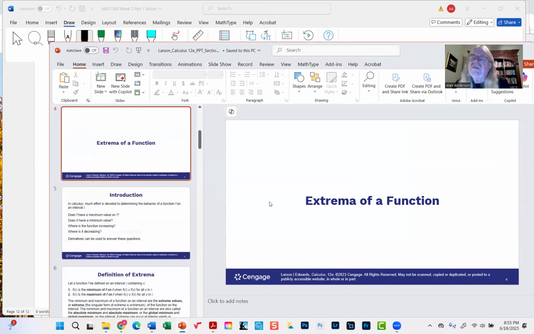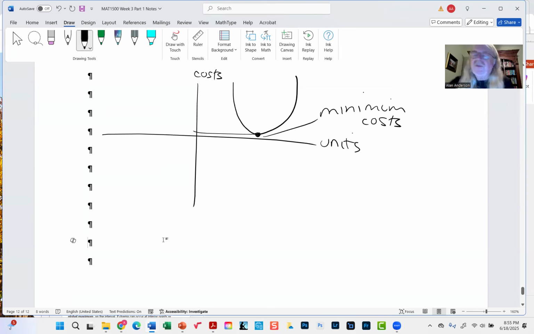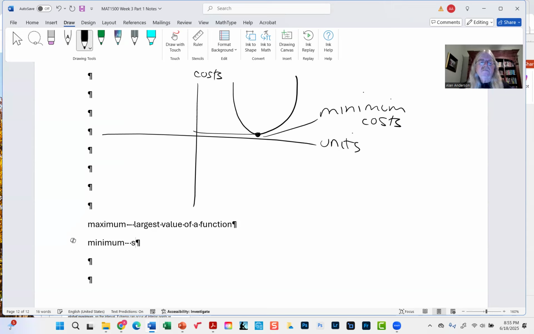Now, first of all, in terms of terminology, I just want to mention a few things here. A function can have a maximum or a minimum. Now, here's where it gets a little interesting. An extremum is either a maximum or a minimum. In other words, the word extremum means it could be either a maximum or a minimum.